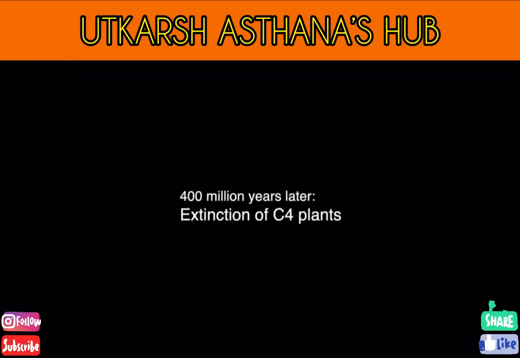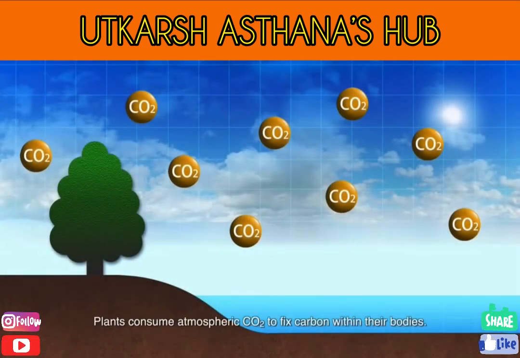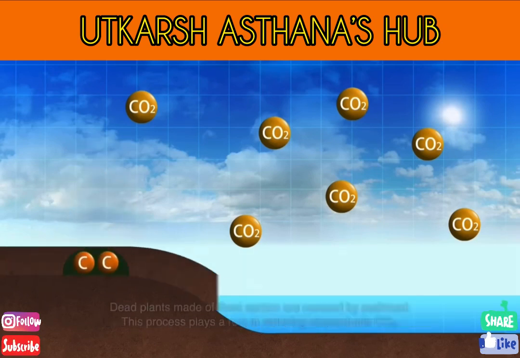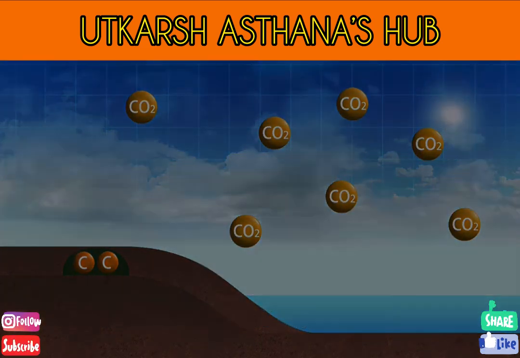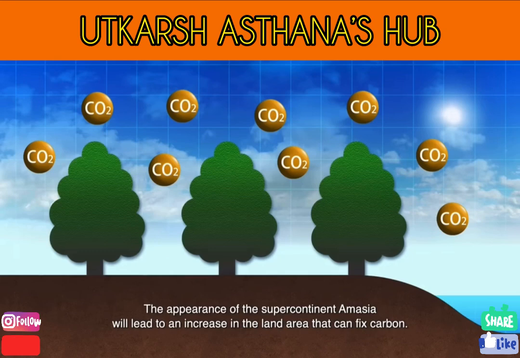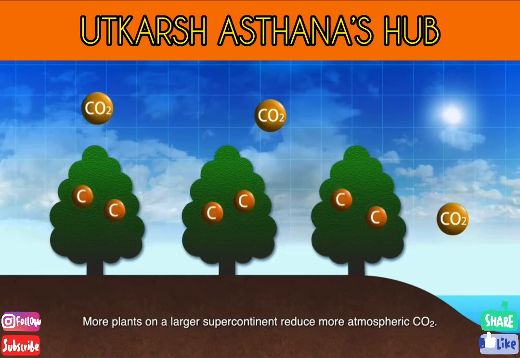Extinction of C4 plants will happen 400 million years later. Plants consume atmospheric CO2 to fix carbon within their bodies. Dead plants made of fixed carbon are covered by sediment. This process plays a role in reducing atmospheric CO2. The appearance of the supercontinent Amasia will lead to an increase in the land area that can fix carbon. More plants on a larger supercontinent reduce more atmospheric CO2.